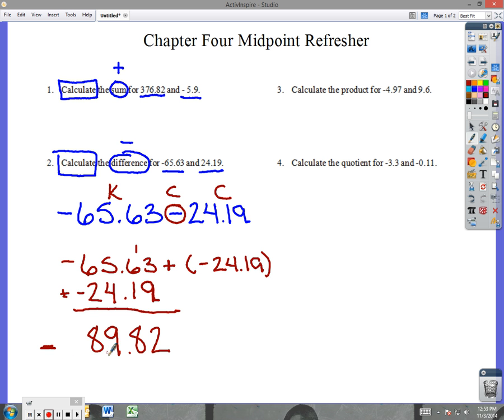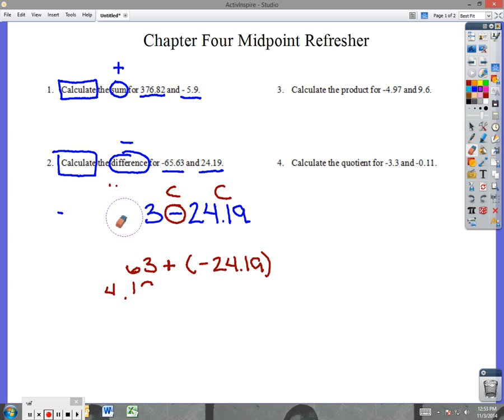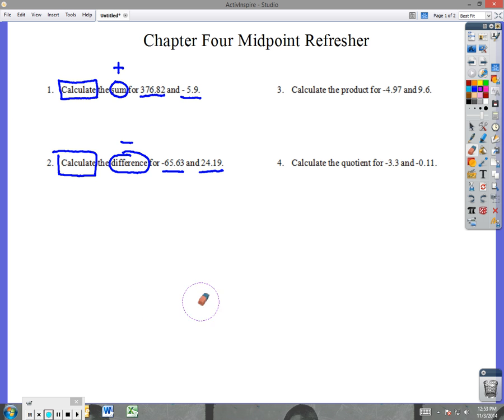I am at negative 89 and 82 hundredths would be the correct answer for this one here, number 2. Let's take a look at number 3. Calculate the product. Product. Oh, there's another word. What does product mean? Add, subtract, multiply, divide. So let's take a look here.